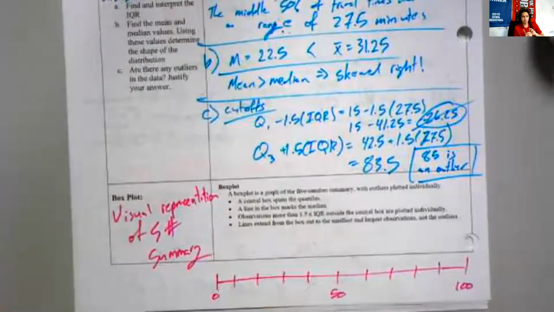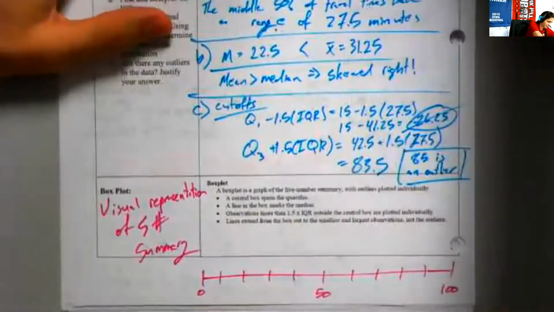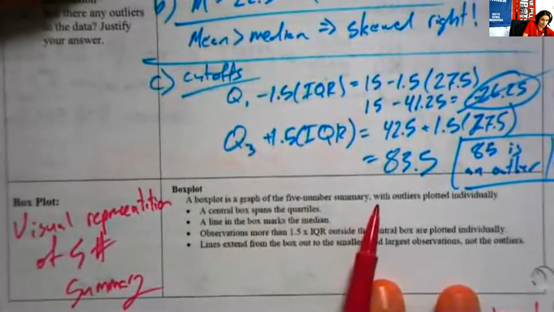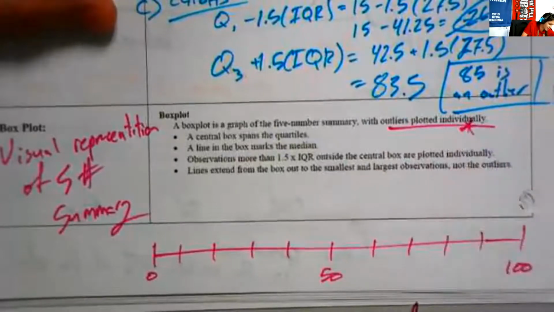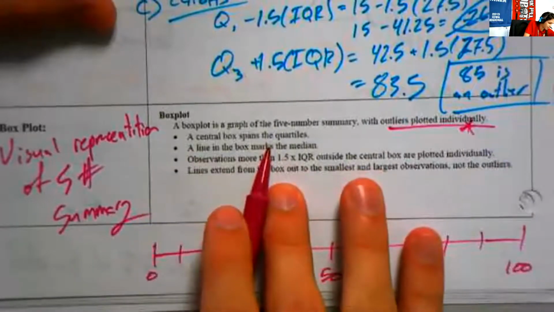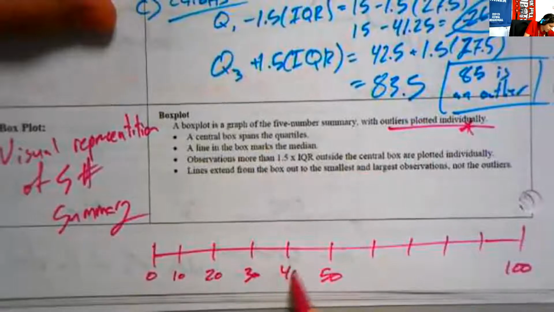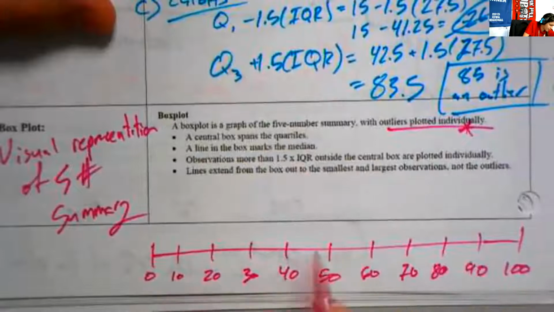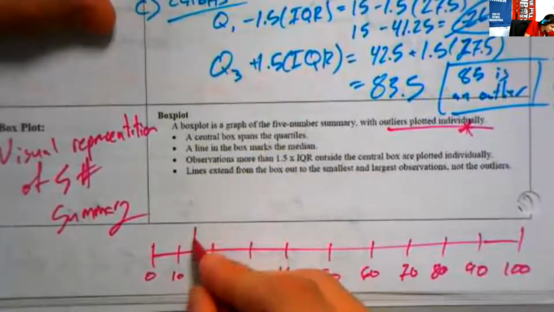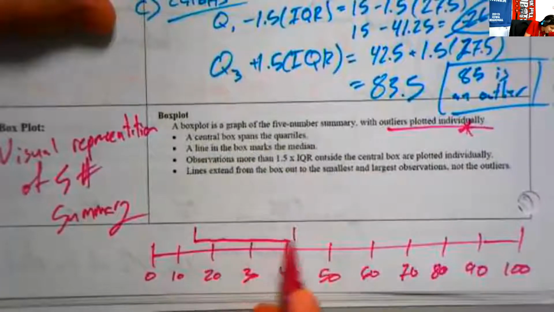And I'm just going to put this box plot above the number line. So what is a box plot? It's a graph of the 5-number summary with outliers plotted individually, often with a star or an asterisk. A central box spans the quartiles. So what does that look like? The quartiles span from 15 up to 42.5. So that's approximately there. I put a little box there.